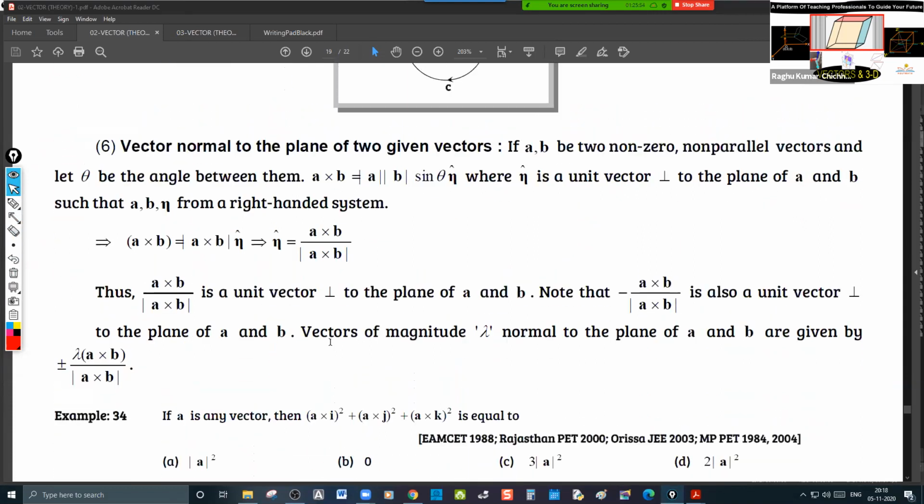Now, next very important one, and this one is the most important question. If A bar is any vector, what we need is A bar cross I bar whole square plus A bar cross J bar whole square plus A bar cross K bar whole square is equal to mod A bar square, 0, 3 mod A bar square, or 2 mod A bar square.